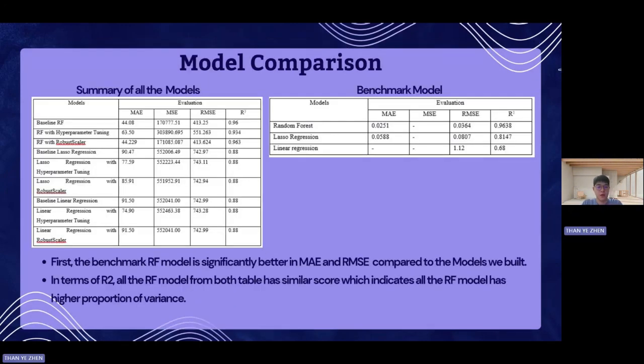Now we'll talk about model comparison. On the left, you can see the summary of all the models that we have conducted. On the right, you can see the benchmark models that we get from the related works. First, the benchmark RF model is significantly better in MAE and RMSE compared to the models that we built. In terms of R-square, all the RF models from both tables have similar scores, which indicates all the RF models have a higher proportion of variance.